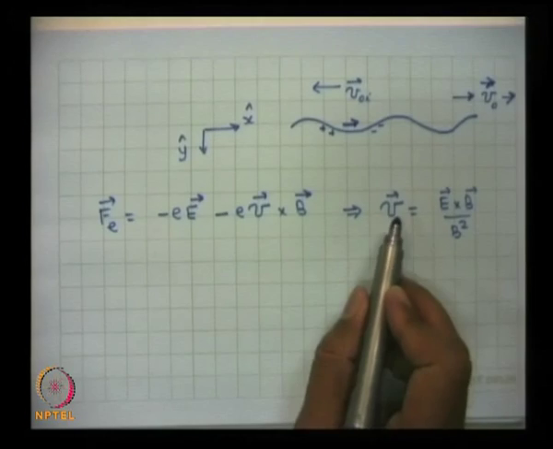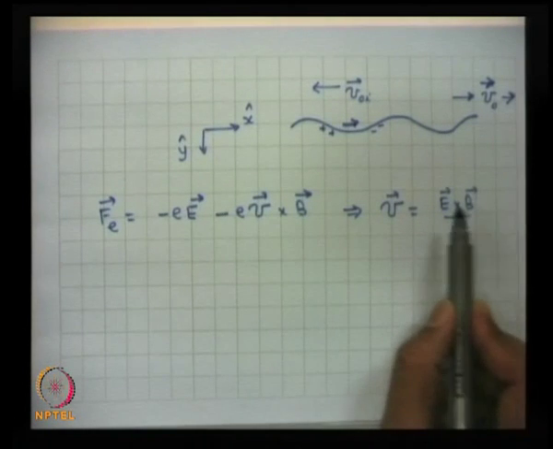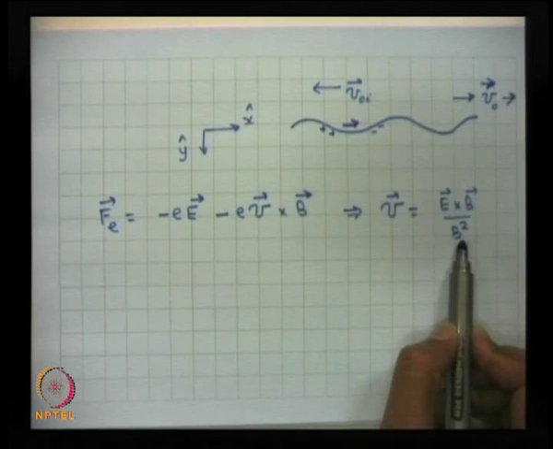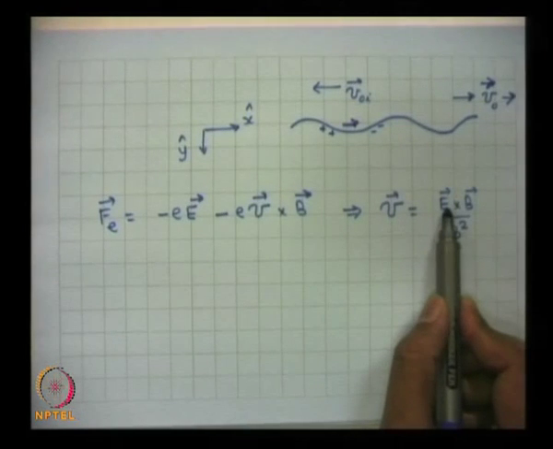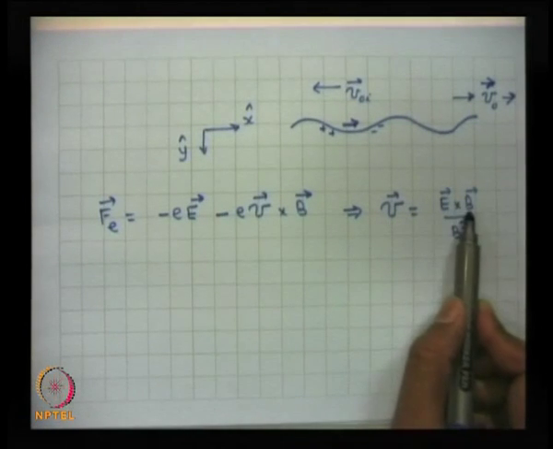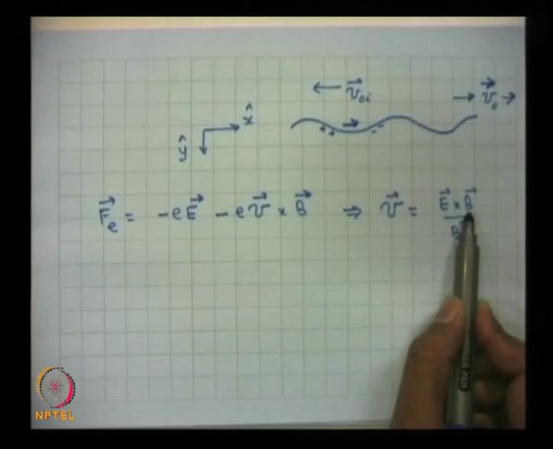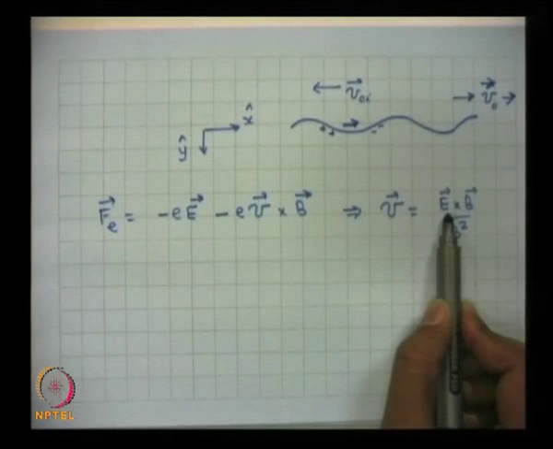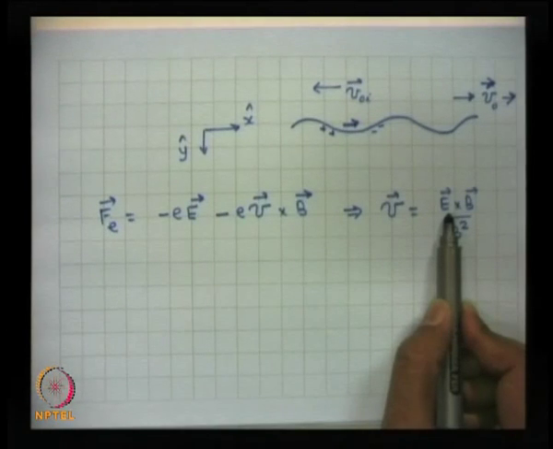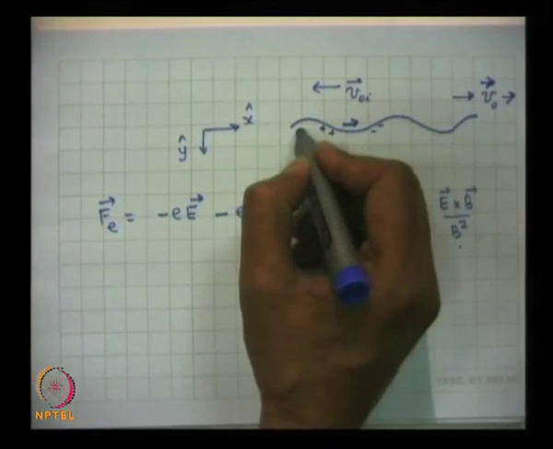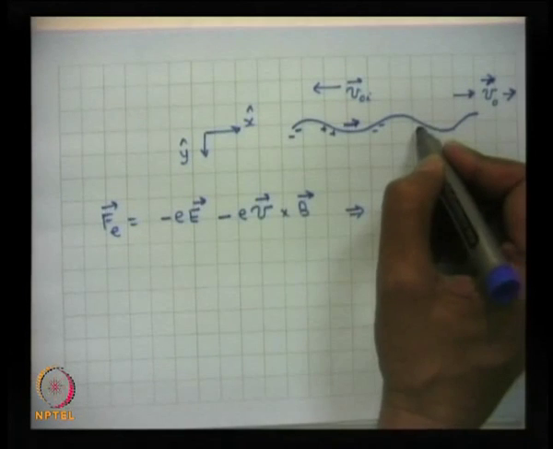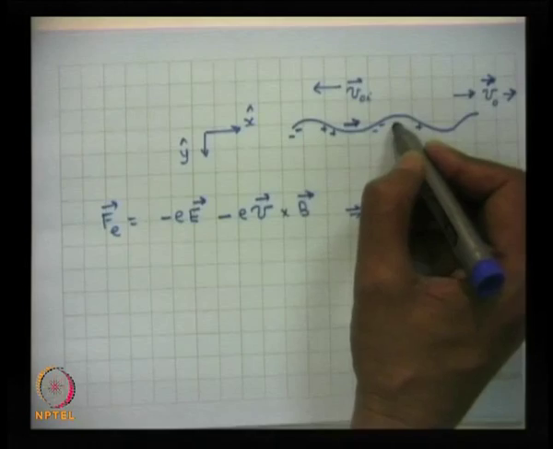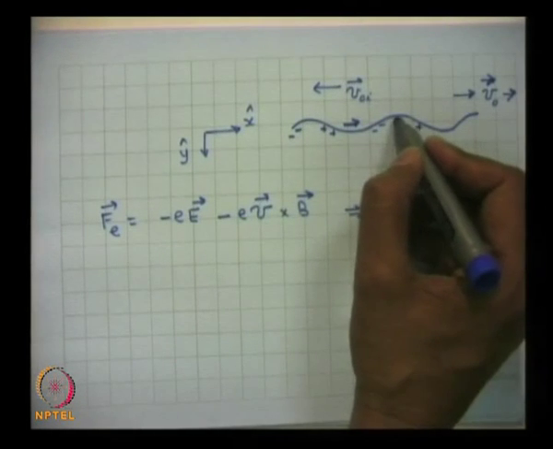So what is the consequence? The consequence is that the velocity will be E cross B upon B square. Electric field is in the x direction, B is in the z direction. So this turns out to be minus y. I am a bit surprised. The electric charge here is negative, this charge is positive here. Sorry, in this region the electric field will be in this direction.